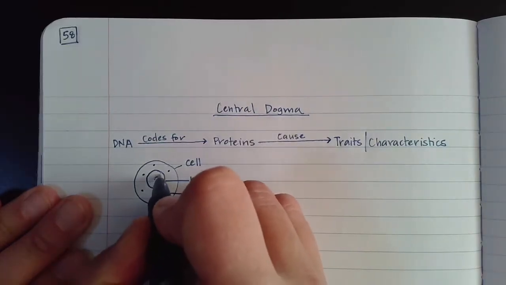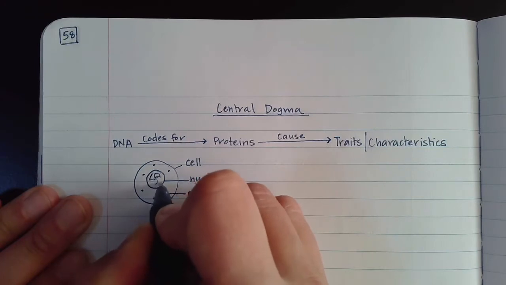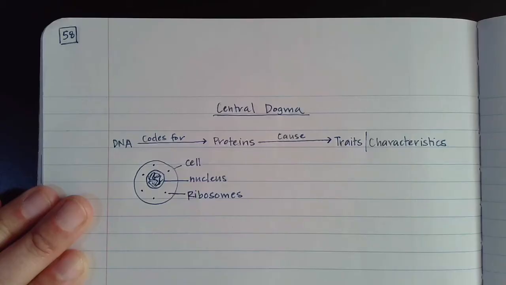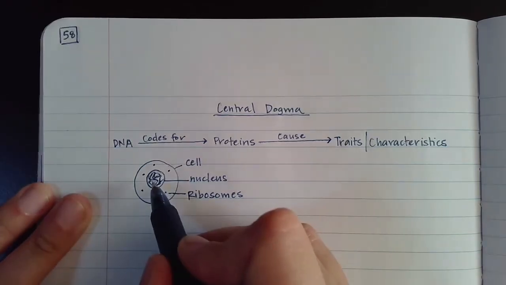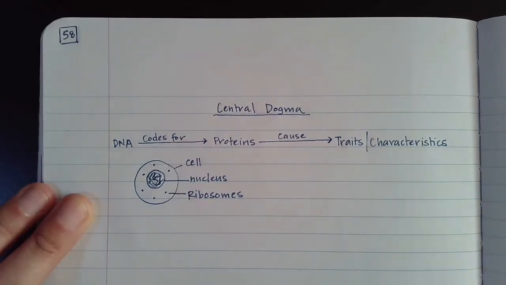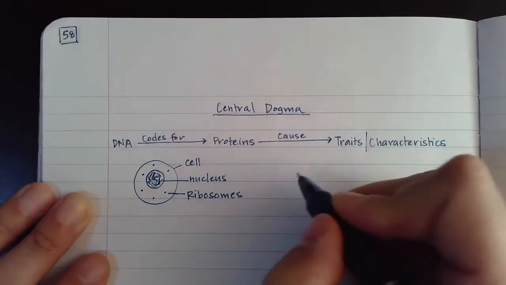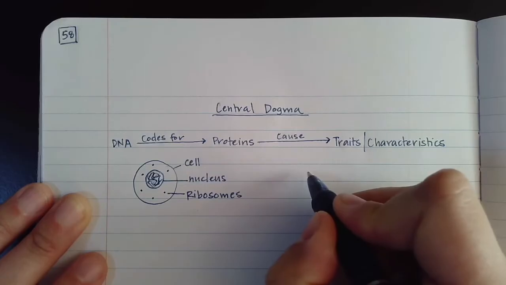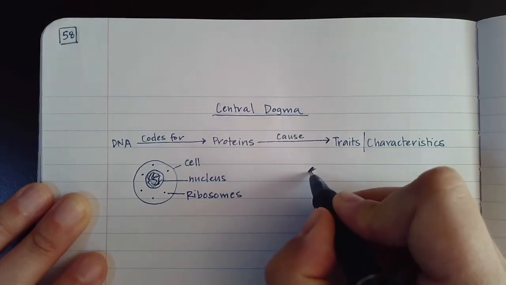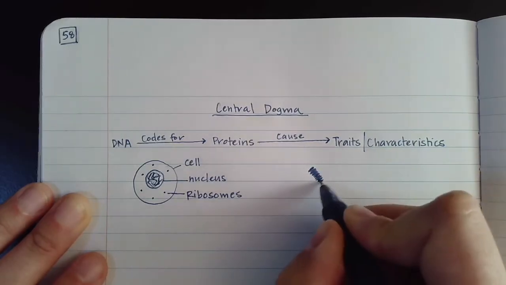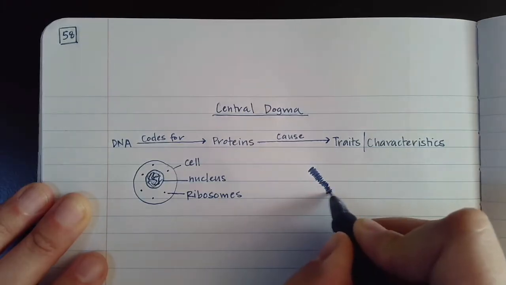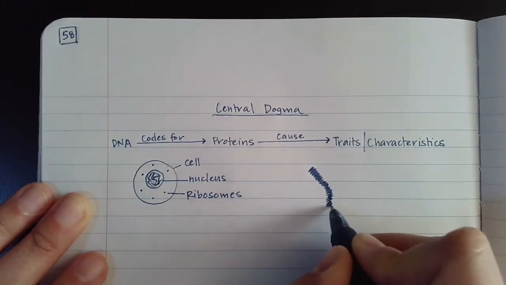Now, in eukaryotic cells, that DNA is found inside the nucleus. But in something like a prokaryote, their DNA is going to be just inside of their cell because they don't have a nucleus. So we're talking now about this DNA. That's what the central dogma boils down to. It boils down to the DNA. So when we talk about DNA, we often talk about it in terms of chromosomes. And a chromosome is what we see under the microscope when it's all coiled up.